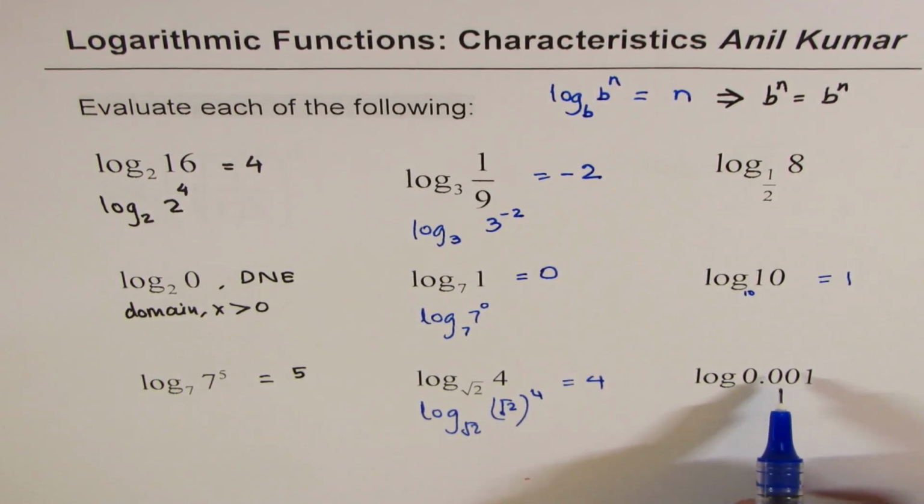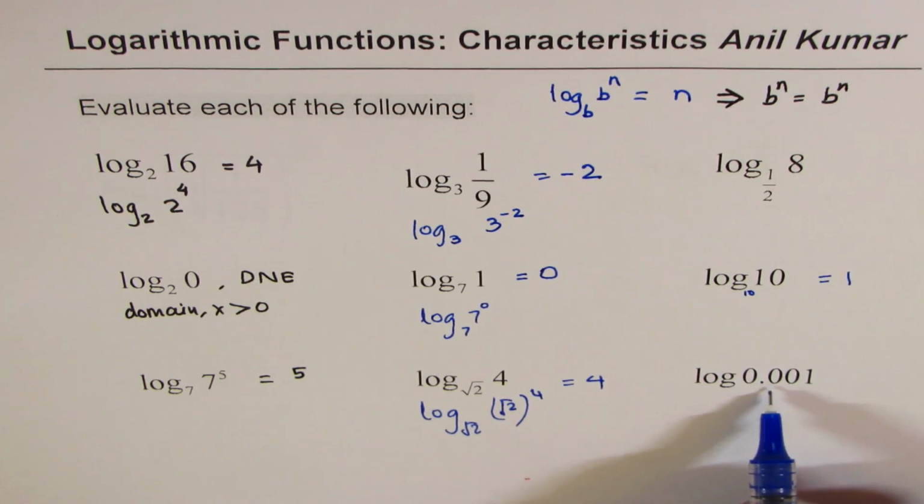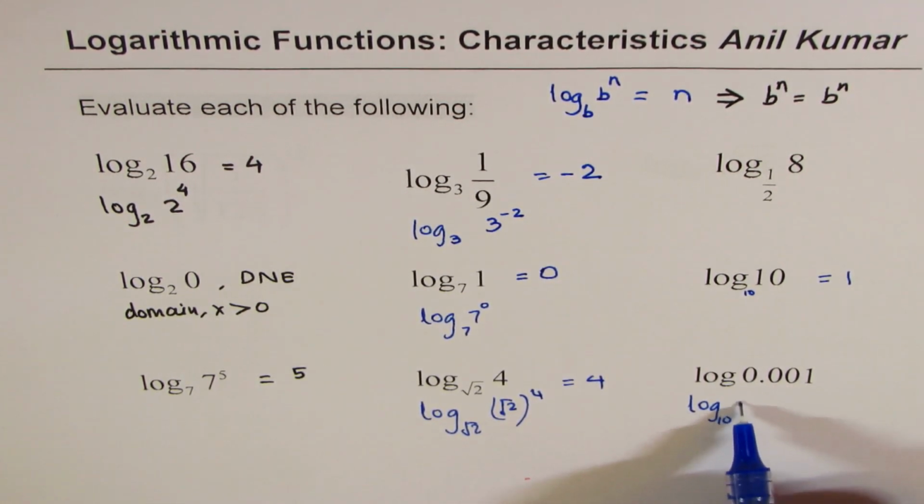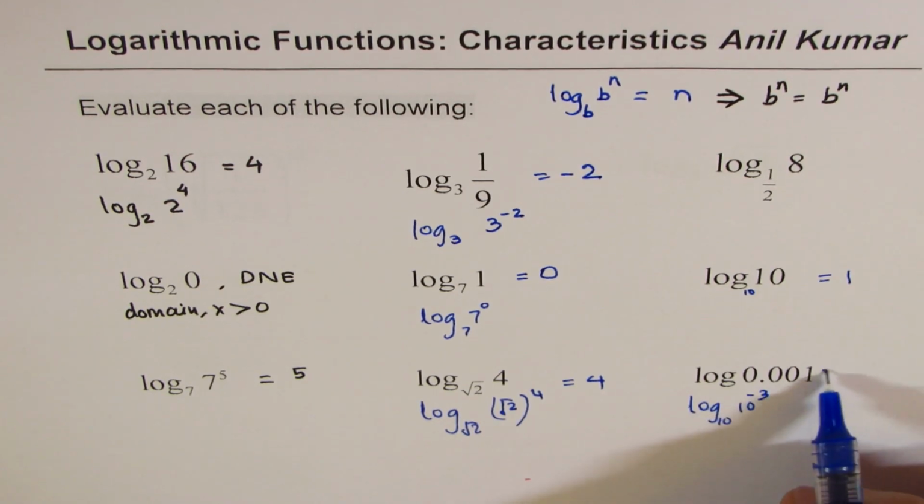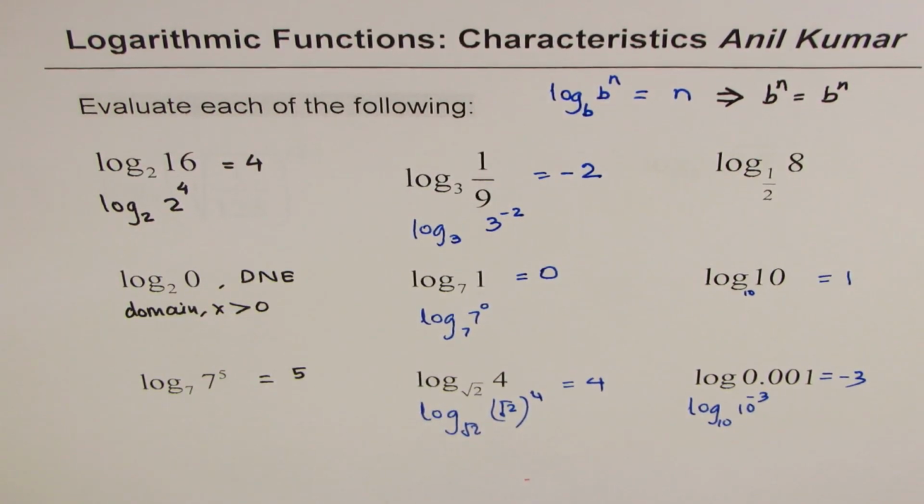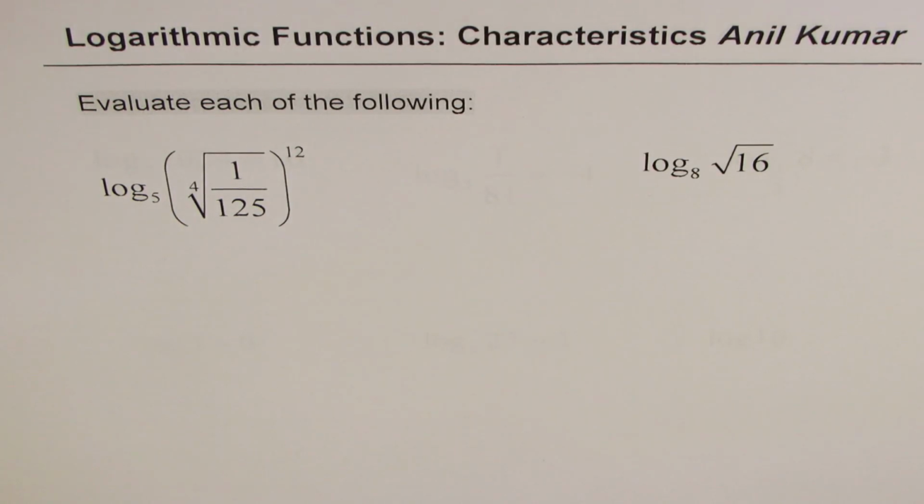And this is what? 10 to the power of minus 3, right? So if I do 1, 2, 3, it works. So we could write this as log base 10 of 10 to the power of minus 3. So that should be equal to minus 3. Perfect. So with that, let's move forward. Now you know how to evaluate logarithms. Now here are a few difficult questions for you.